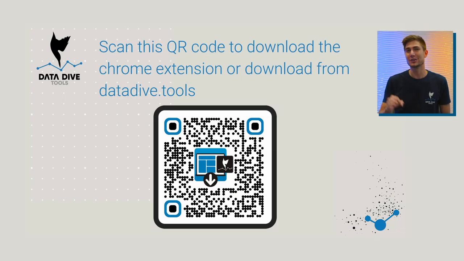Now, the important thing to know is that in order to use Data Dive, you have to use the Chrome extension. So you can scan this QR code up on the screen, or you can go to datadive.tools to go and download the Chrome extension.